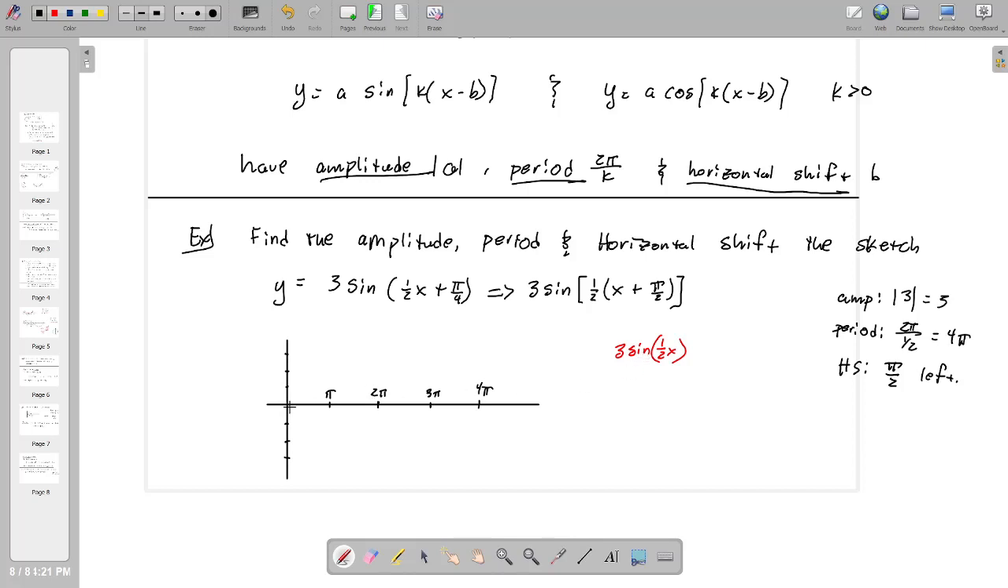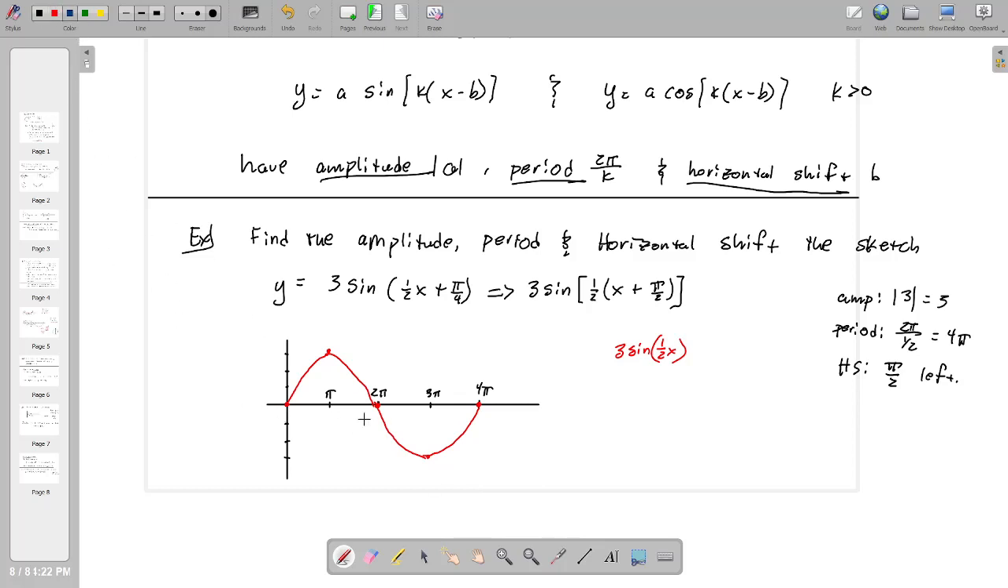And sine starts at 0, so we start here at the origin. First tick mark is our high point, second tick mark is at 0, third tick mark is our low point, and fourth tick mark is 0. So this is the graph of 3 sine 1/2 x. Now what I need to do is shift all of these points pi over 2 to the left.